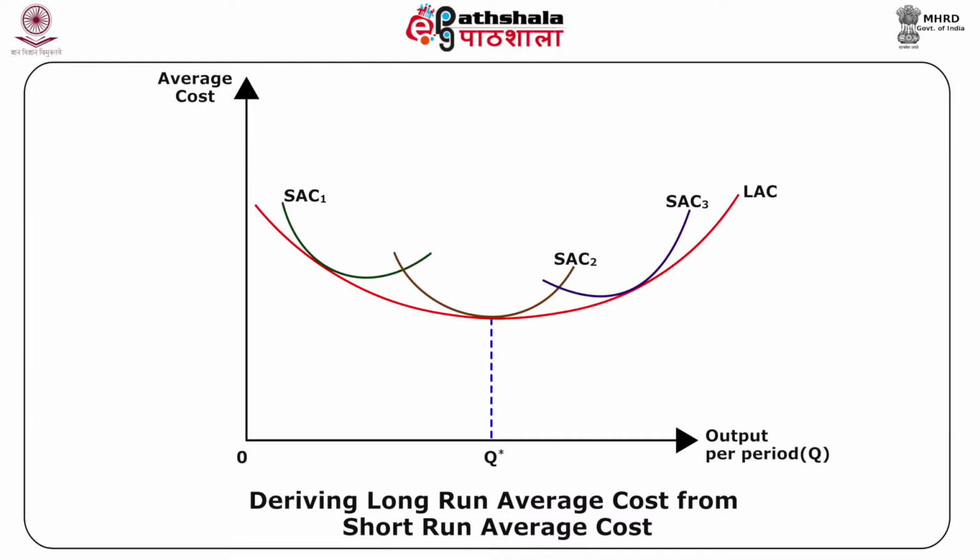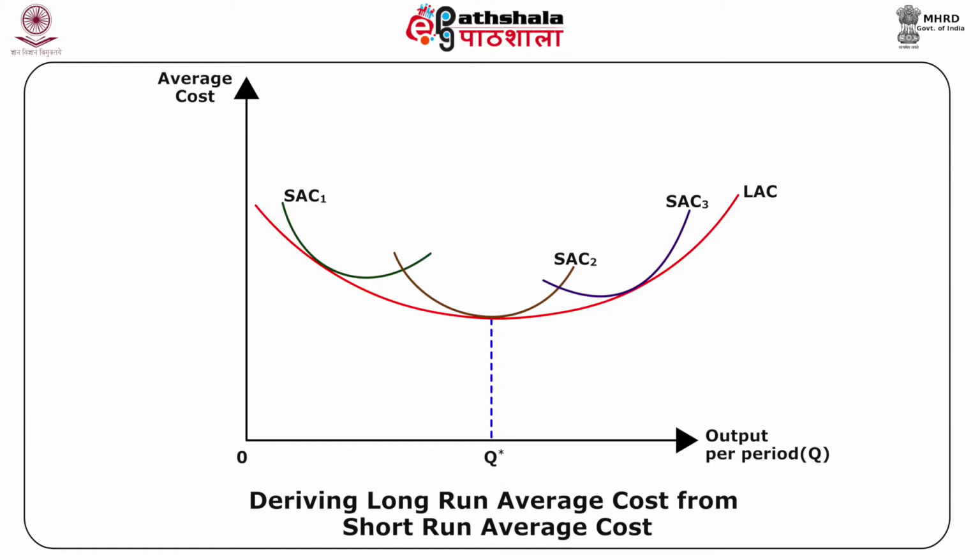It is important to note that the lowest point on each SAC curve need not be the point of its tangency with the LAC curve. The lowest point on a SAC curve is tangent to LAC only at the minimum point of LAC. Therefore, Q star is the only point on LAC where the short run plant is optimally utilized. That is, production occurs at minimum SAC.